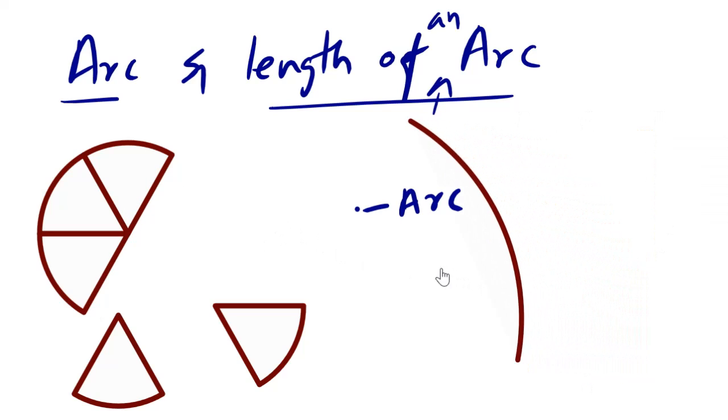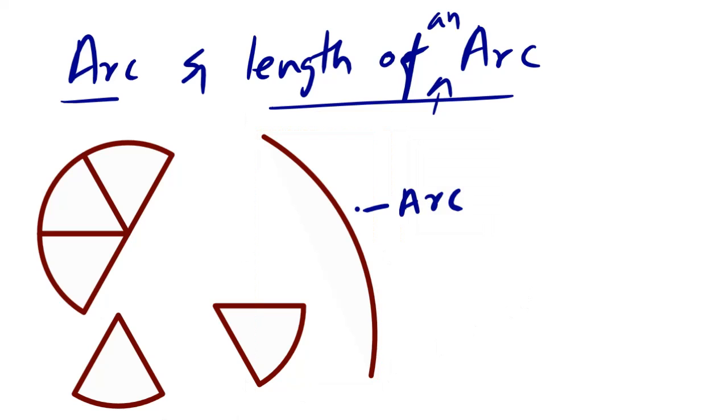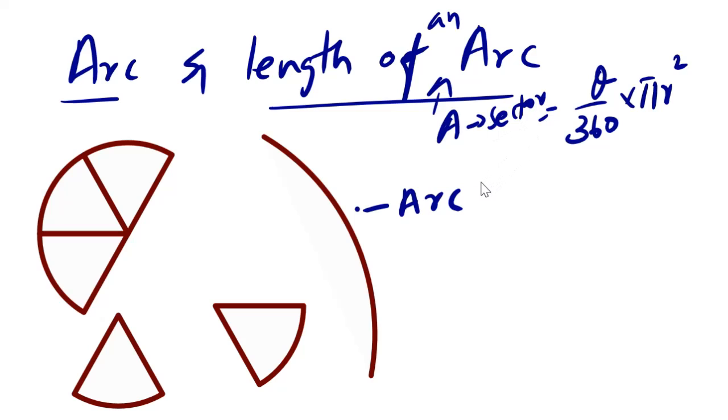And when we developed a formula to find out the area of a sector, just now, we developed the formula theta upon 360 into pi r square, right? To find out the area of a sector. As far as an arc is concerned, an arc is part of a circle, so there is no concept of area, because a circle is made up of points. But we can talk about the length of an arc.